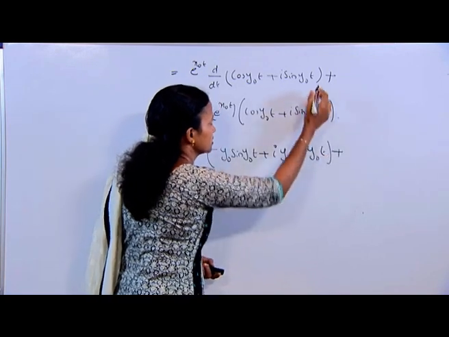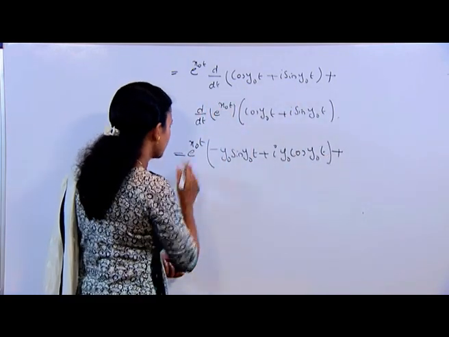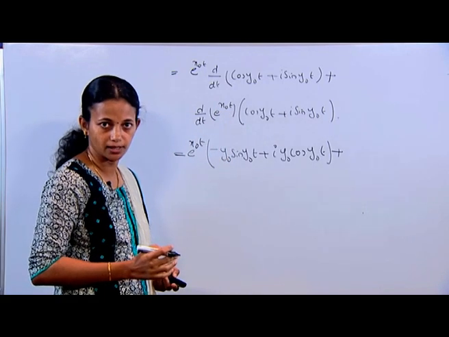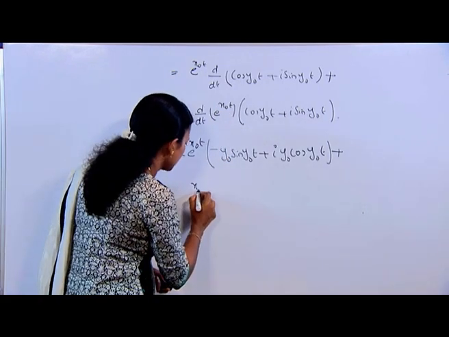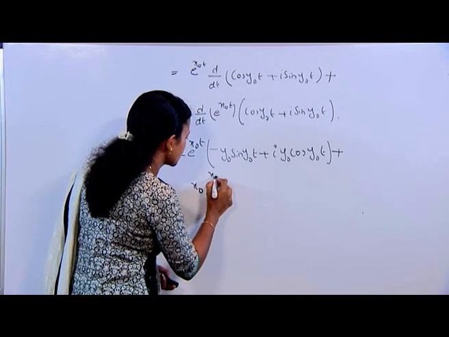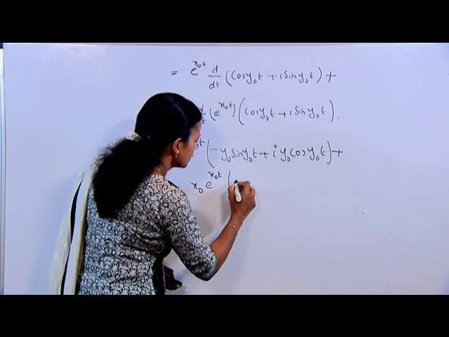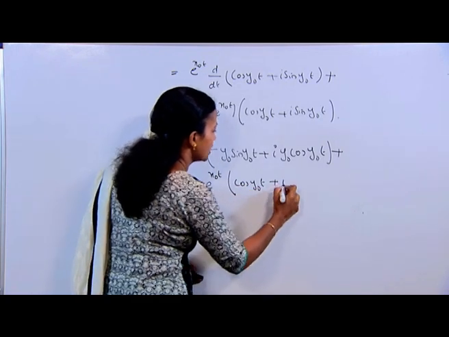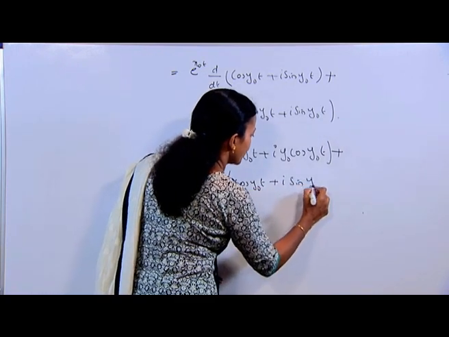plus, this is our first term differentiation, plus next we have d/dt of e^(x0 t), whose derivative is x0 into e^(x0 t), into this term itself, cos y0 t plus i sin y0 t.